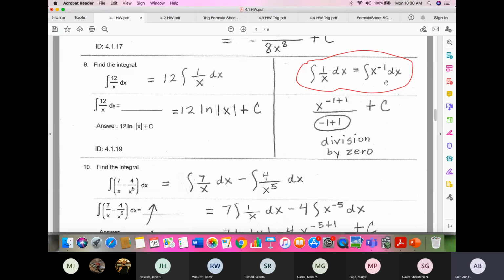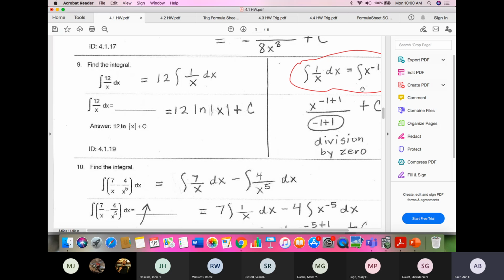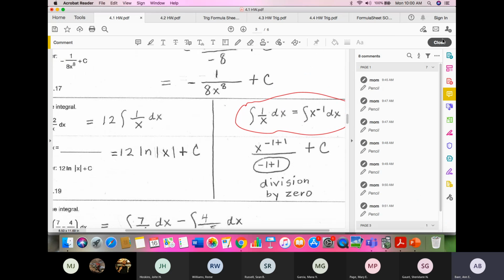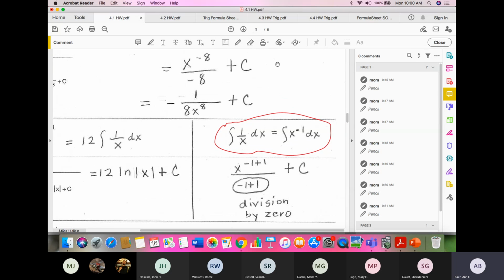Wait a second. Let me rephrase that. Let me write down the rule. I was showing something else here, sorry about that. Let's see if I can erase that. Yeah, I want to erase that. I'll write it down for y'all so you can see it. I don't want to circle this.